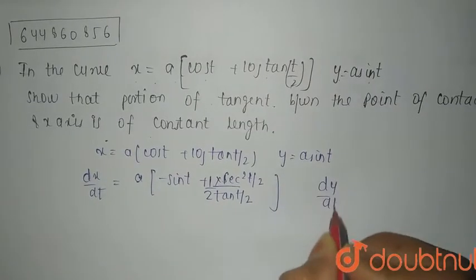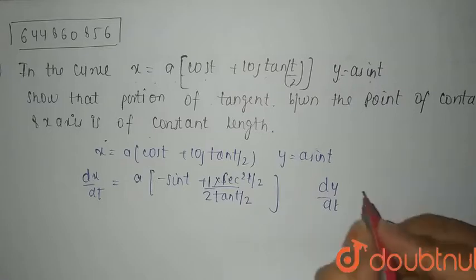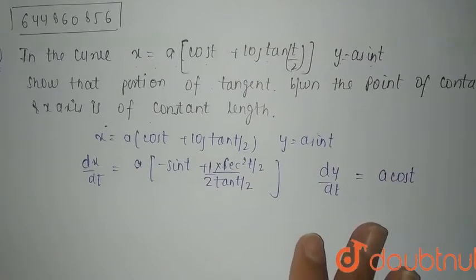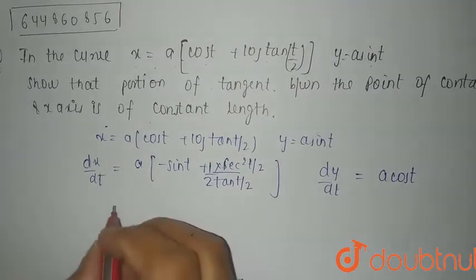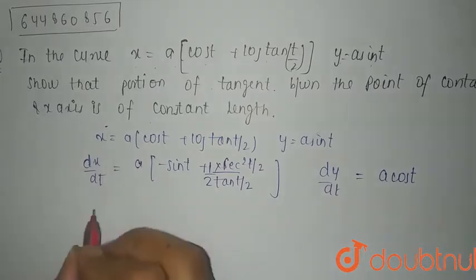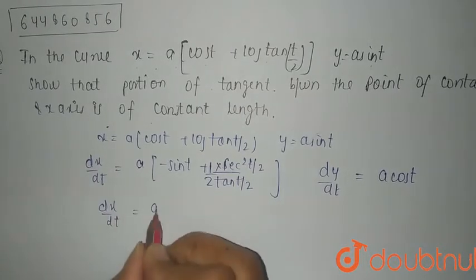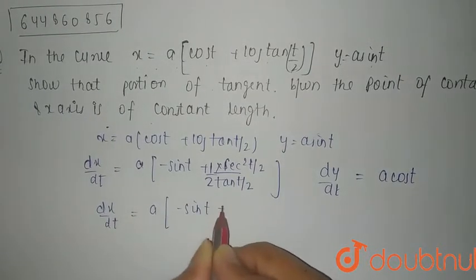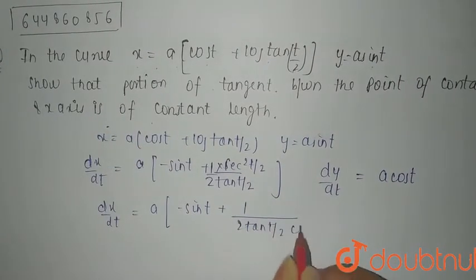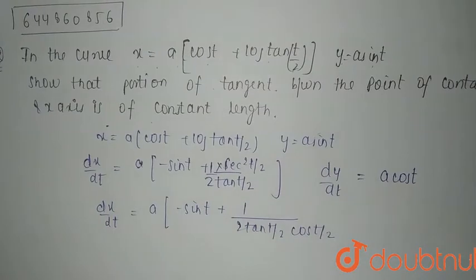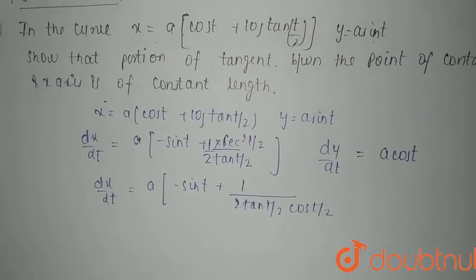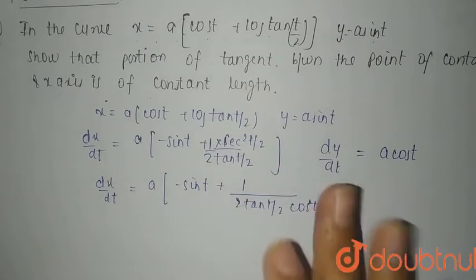And dy/dt, that is the differentiation of the y term with respect to t, is a sin t, whose differentiation is a cos t. Now we need to simplify this. So you can say that dx/dt is equal to a times minus sin t as it is, plus 1 upon 2 tan(t/2), and sec square(t/2) can be written as 1 upon cos square(t/2).